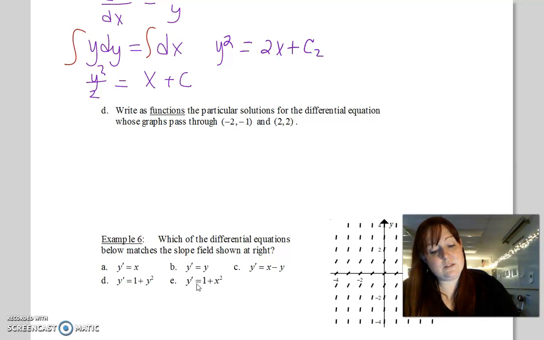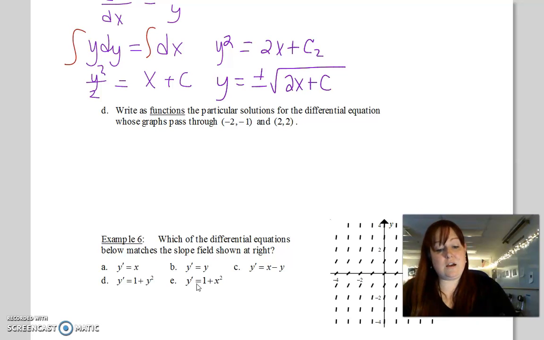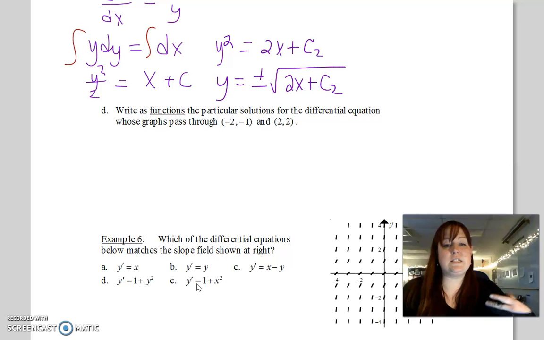And then we're going to get y equals plus or minus the square root of 2x plus c. So this is a square root function, or a radical equation, and is that what we graphed? Yeah, absolutely. This is a radical, right?